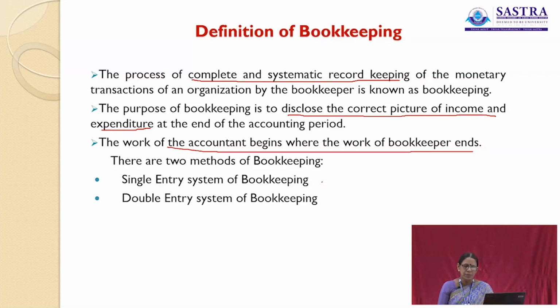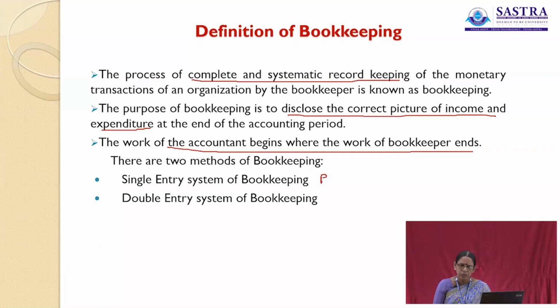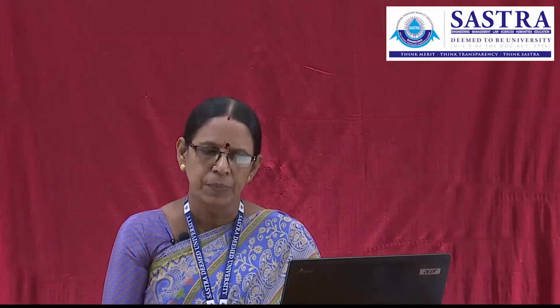In the single entry system, all the personal accounts and the real accounts are kept. So, no nominal accounts are kept. But in case of double entry bookkeeping, all the personal accounts, real accounts and nominal accounts are kept. So, all the three accounts are kept. Single entry bookkeeping is said to be a set of books wherein only personal and real accounts are kept. So, the nominal accounts are not entered here. But in case of double entry bookkeeping, we have personal accounts, real accounts and nominal accounts.